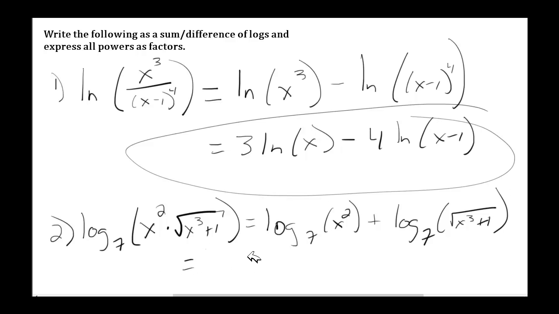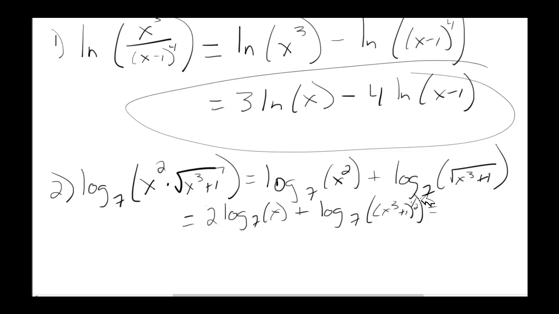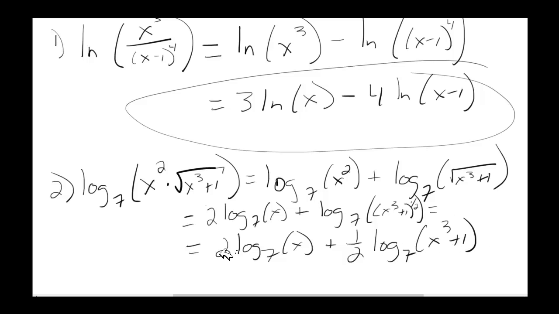I can bring this 2 out front. So this is 2 log base 7 of x plus, and then here I can rewrite this as log base 7 of (x cubed plus 1) to the 1/2. And then finally I can bring that power up front. So equals 2 log base 7 of x plus 1/2 log base 7 of (x cubed plus 1). And then that guy is done as well.